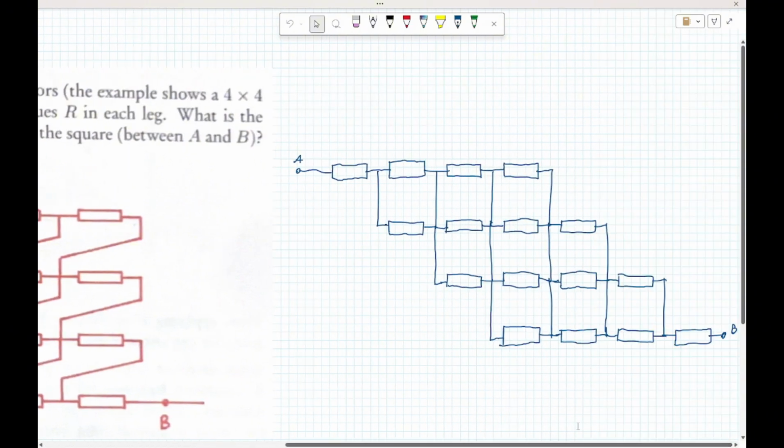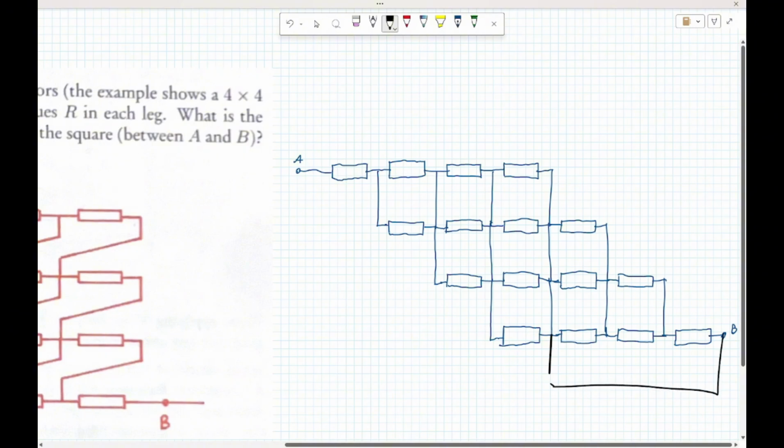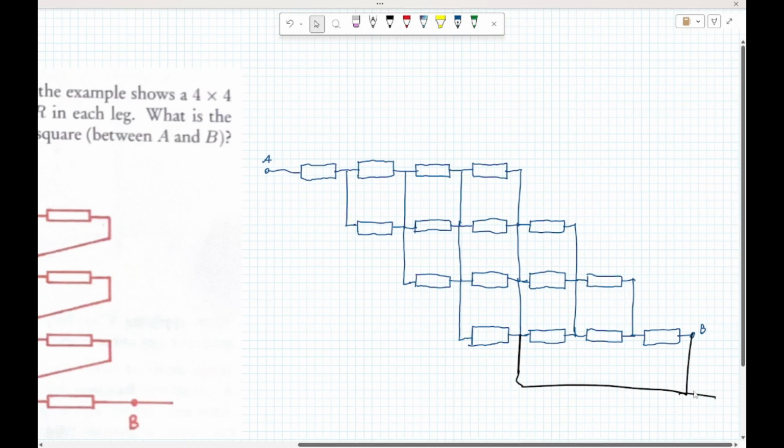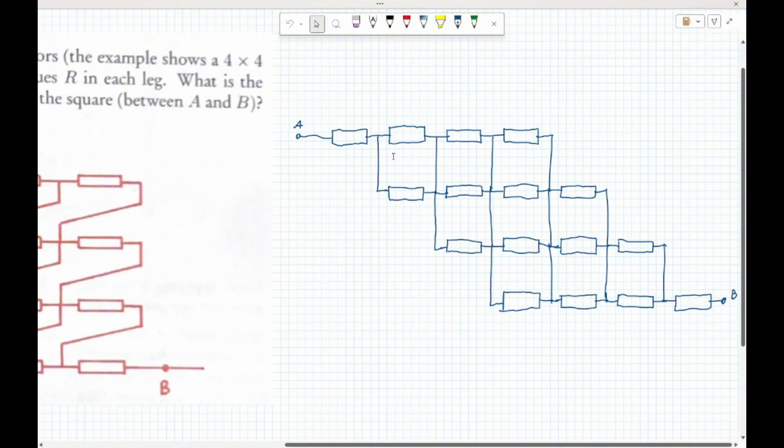And as n increases, you just have more resistors here. You have here, here, all of that, and then an extra resistor here, and you just follow the pattern. Let's look at it as if we had only 4, and then from that we can adapt.